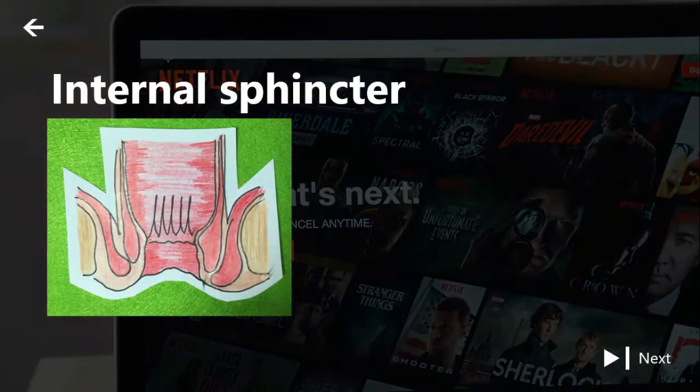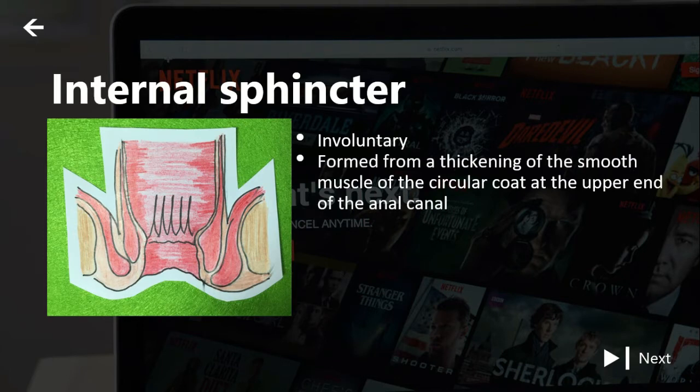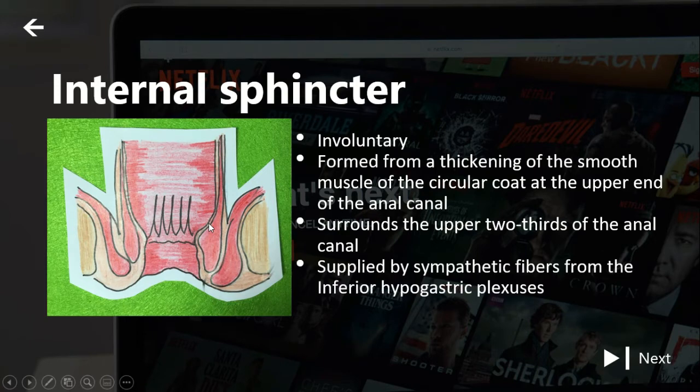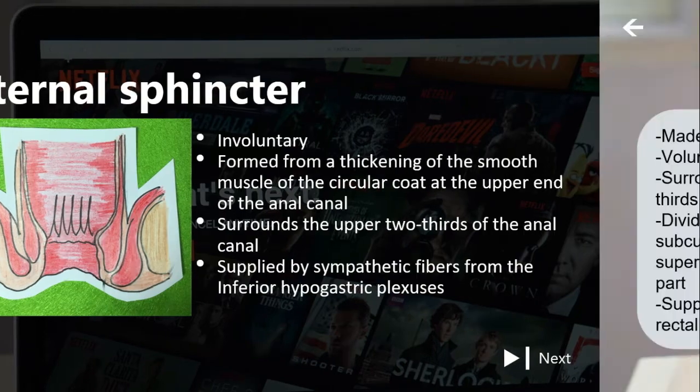First is the internal sphincter, which is involuntary, so it is formed from a thickening of the smooth muscle of the circular coat at the upper end of the anal canal. It surrounds the upper two-thirds of the anal canal. Here lies the internal sphincter, and here. It is supplied by sympathetic fibers from the inferior hypogastric plexuses.